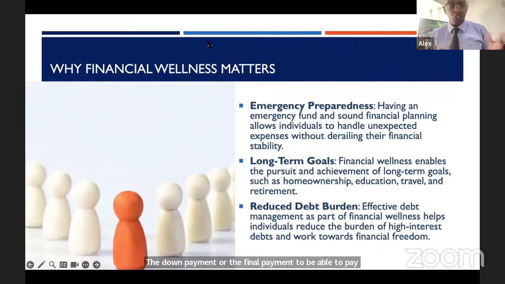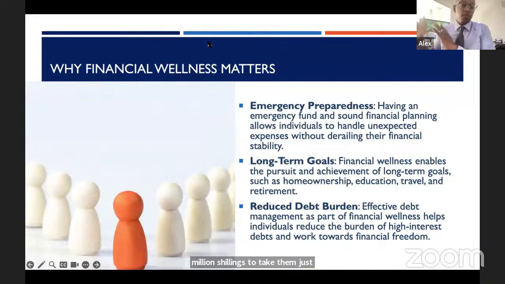How have you planned those long-term goals? What is your flexibility around that for education, home ownership? You know, if you're going to take your child to international school, it's going to cost at least 30 million shillings just to finish the first degree. So have you planned for those kinds of things? Or are you just in there, seeing how things translate?